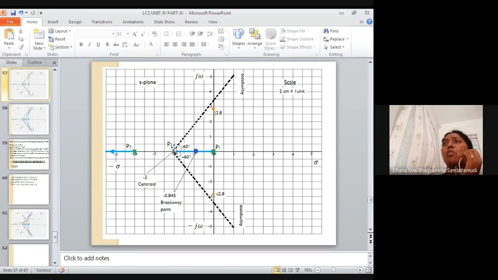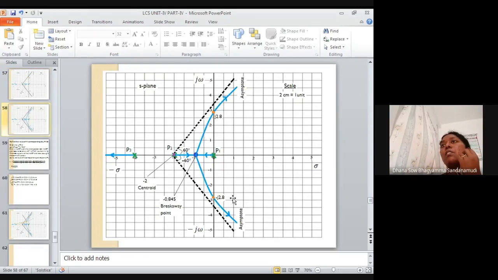There are 2 poles. From these 2 poles, the root locus will start and meet at this breakaway point. From this breakaway point, one root locus will move parallel to the asymptote through this intersection point to meet the zero at infinity. And the other root locus will likewise move parallel to the asymptote passing through this intersection point to meet the zero at infinity. This is your root locus for the given problem.